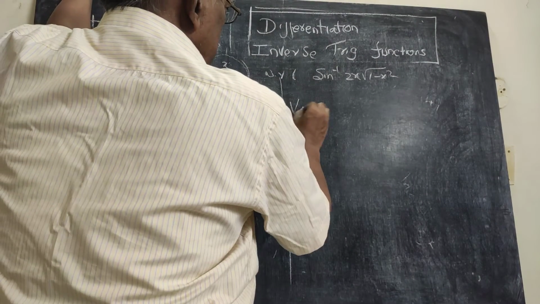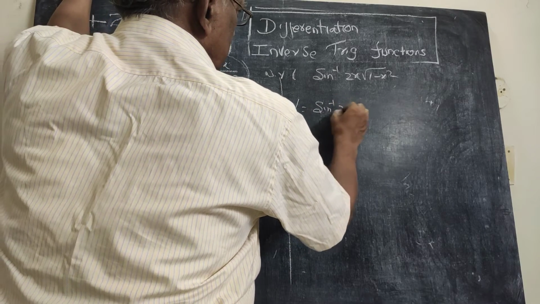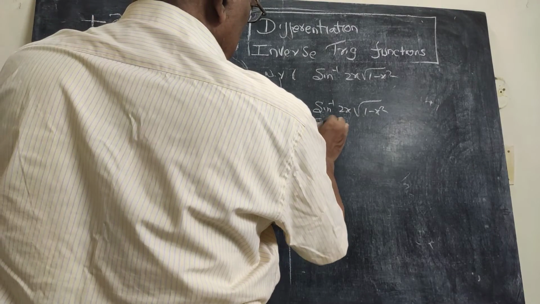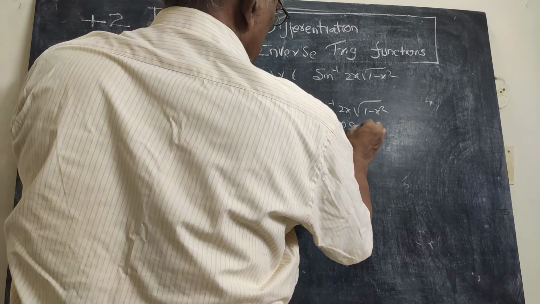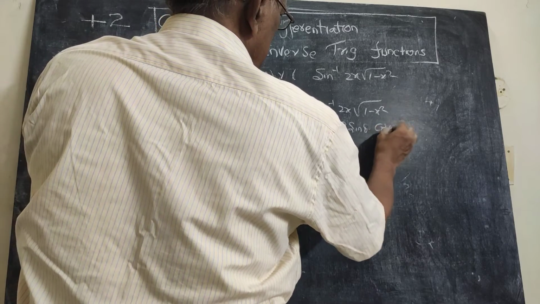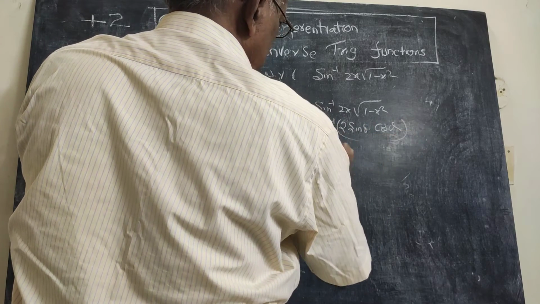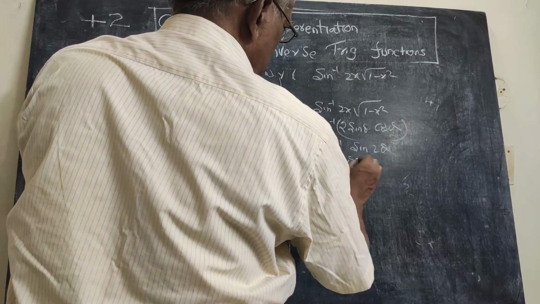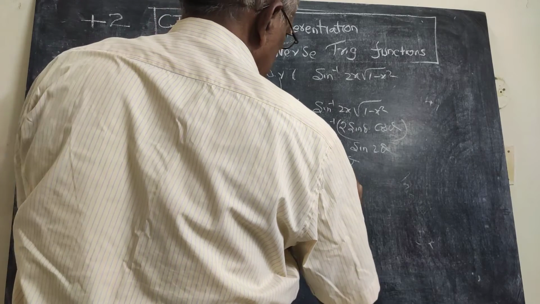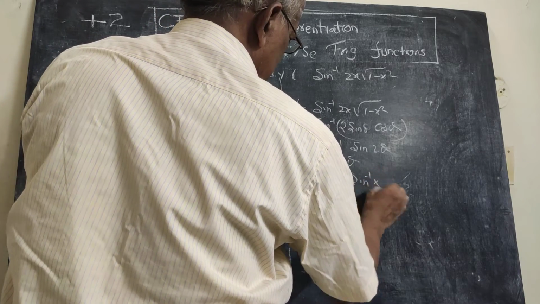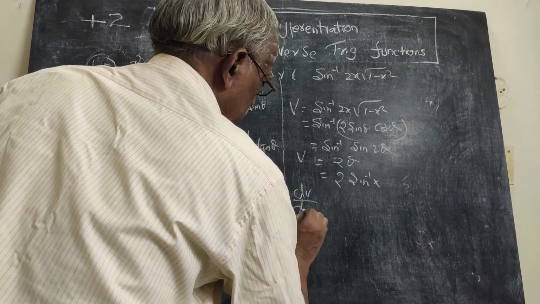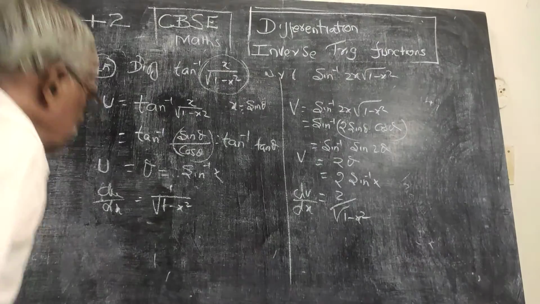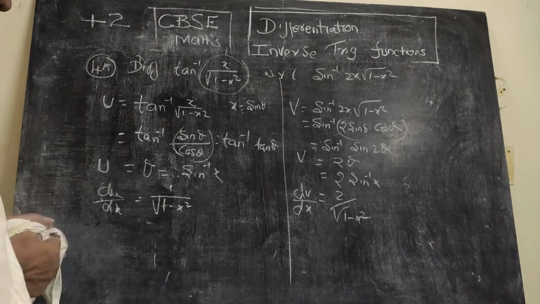Now this let us consider as v, x equal to sin theta, and this will be cos theta. 2 sin theta cos theta is sin inverse of sin 2 theta, that is nothing but 2 theta, that is v, that is theta is equal to sin inverse x, therefore dv by dx is 2 divided by root of 1 minus x square. Now I have to go for du by dv.